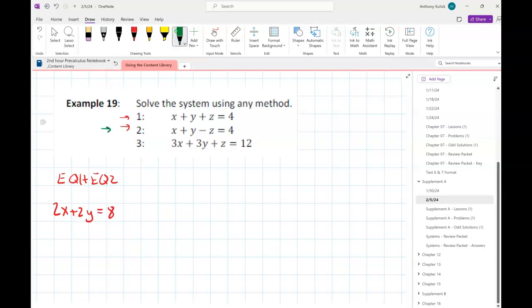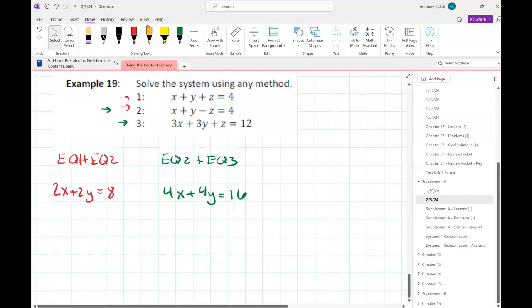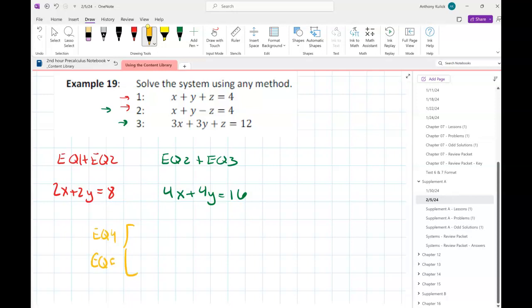And then I could also add equations 2 and 3. I don't have to do anything to those either. I can just add them together the way they are. Boy, I love this problem so far, right? 4x plus 4y equals 16. Everybody feel good? I'll make that my new system. This is equation 4, and this is equation 5.